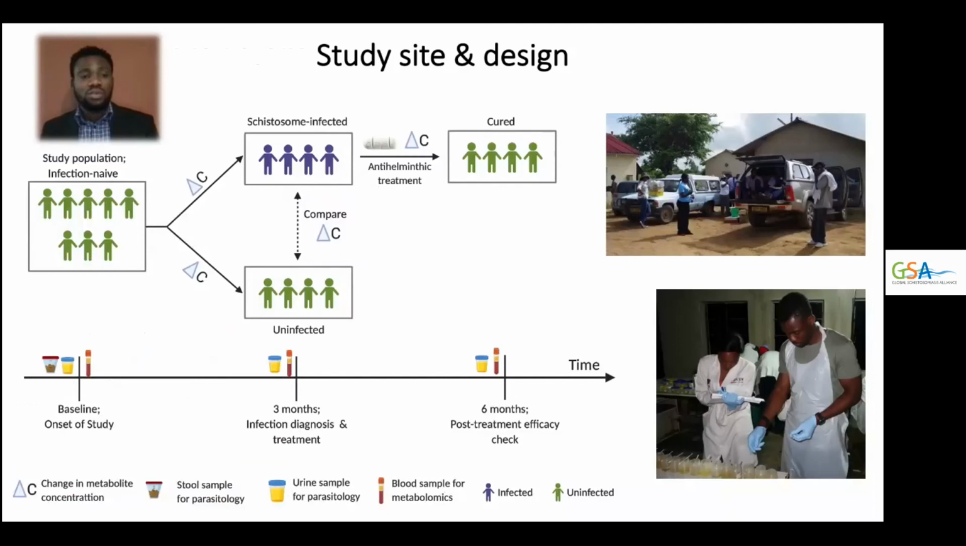And so in rural Zimbabwe, we followed a group of kids who had never had schistosome infection for a period of 3 months, at which we screened them again for infection, and a group of children who were positive for infection received praziquantel treatment and were screened again after 3 months to ensure that they were cured. Now, at all these time points, 0, 3 months, and 6 months, these kids were screened for infection, and blood samples were taken for metabolic profile measurement via mass spectrometry.